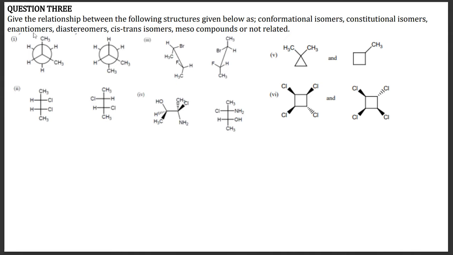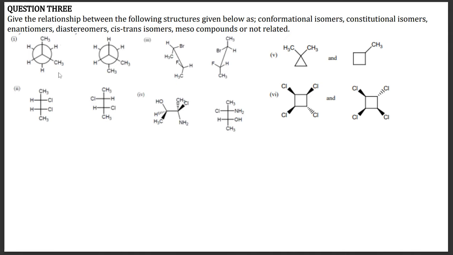Enantiomers are non-superimposable mirror images. Something is a mirror image of another thing, but if you put it over the other one, they will not be able to fit. For example, my left hand is an image of my right hand. But if I put one hand on top of the other, with both facing up, they will not be able to fit. So those are enantiomers.